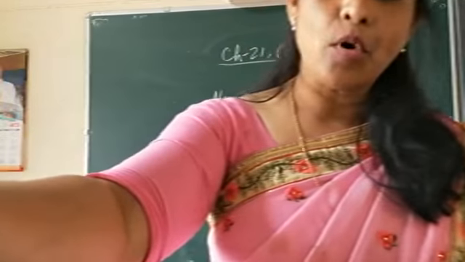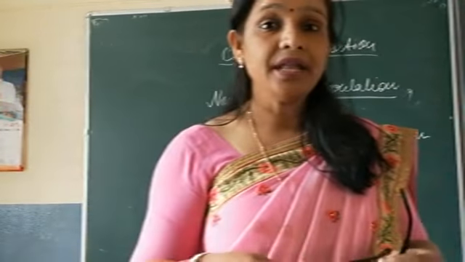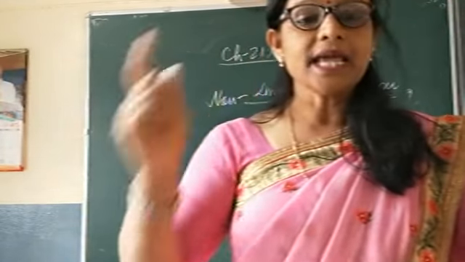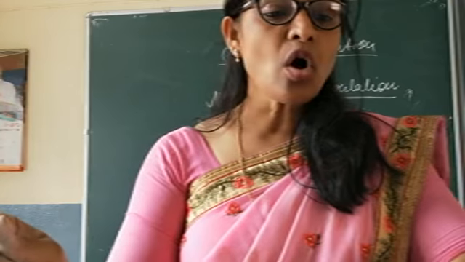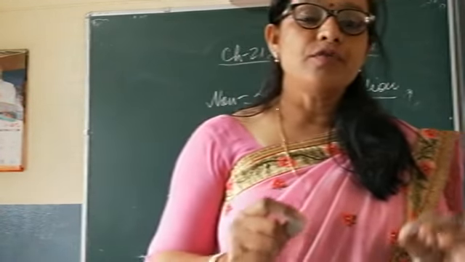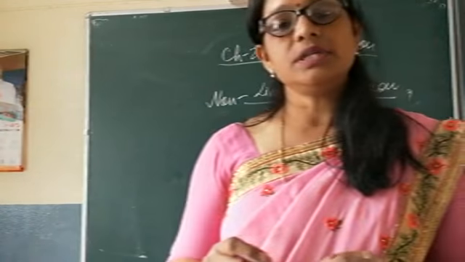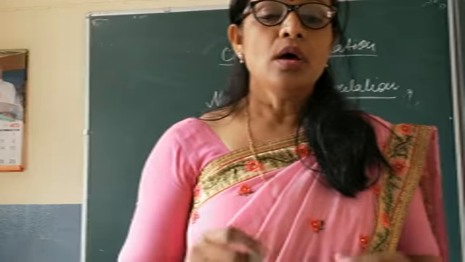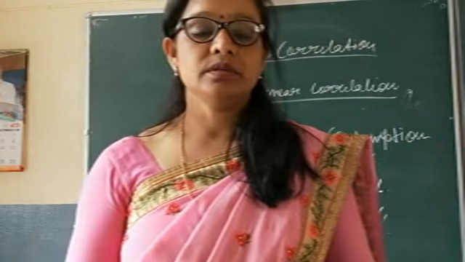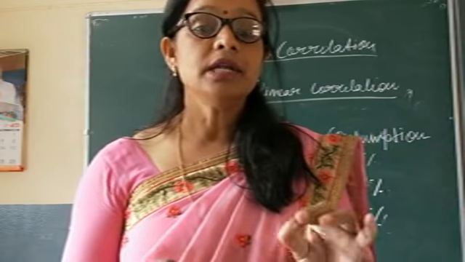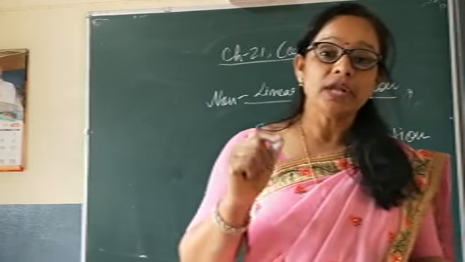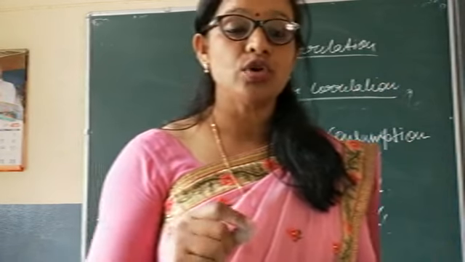So write down the second type, heading. First type I completed yesterday. Write down the second type: on the basis of ratio of variation in the variables. Under this write, it is of two types. Write down the first one, linear correlation, and write down the meaning of linear correlation.